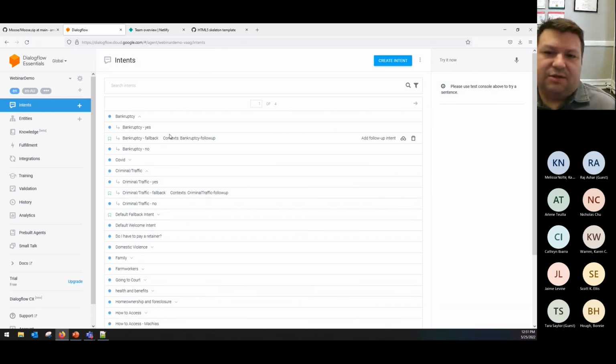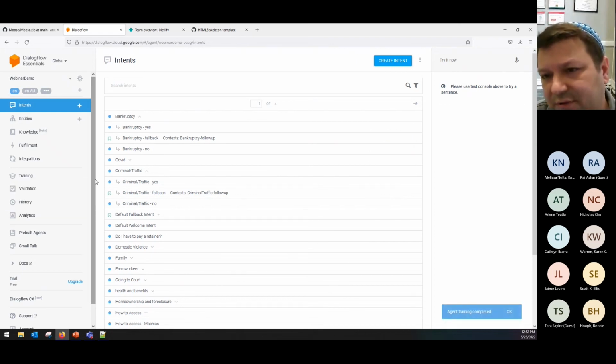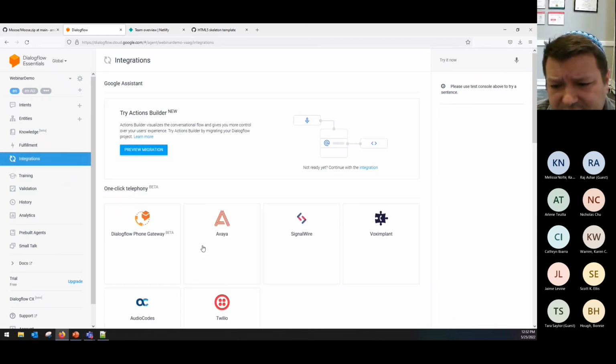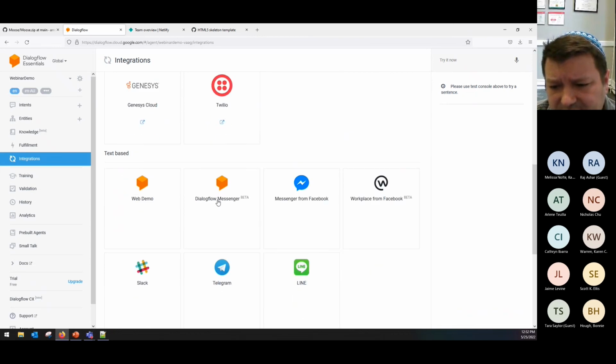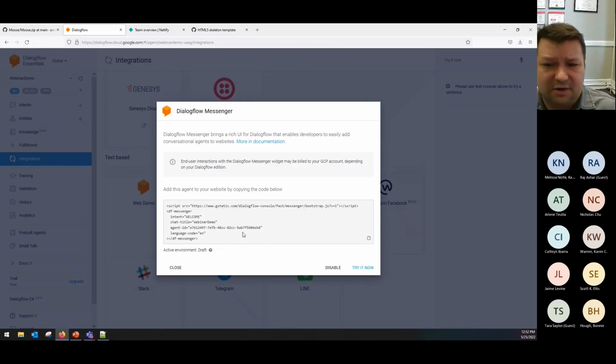Now, if I want to deploy this onto a website, I'll show you a very, very simple example of what that might look like. First of all, I need to go to integrations, come down to Dialogflow Messenger, and enable, and it'll give me this little snippet. This is that two-line code snippet I mentioned earlier.